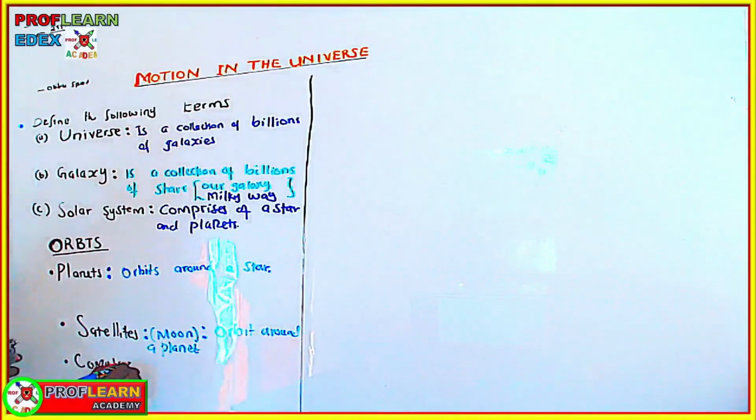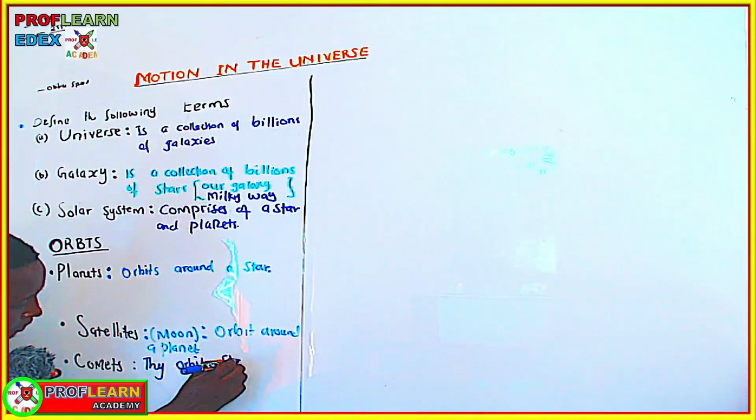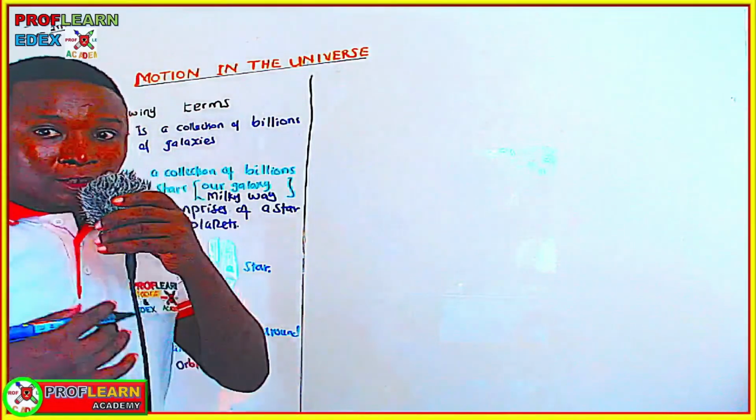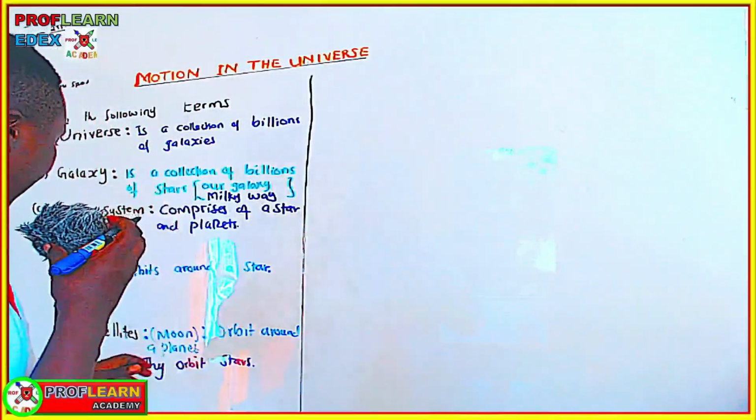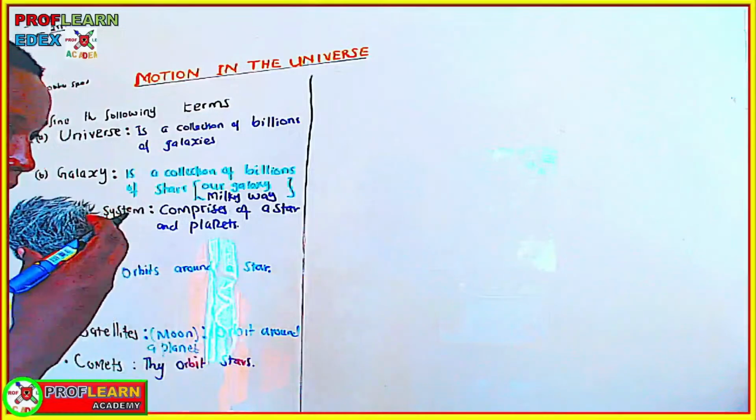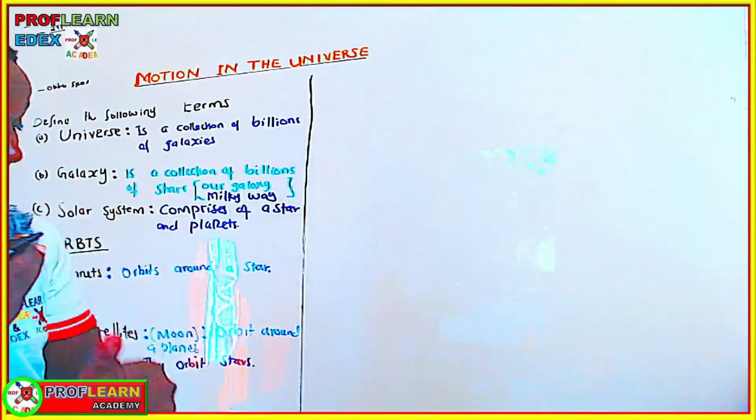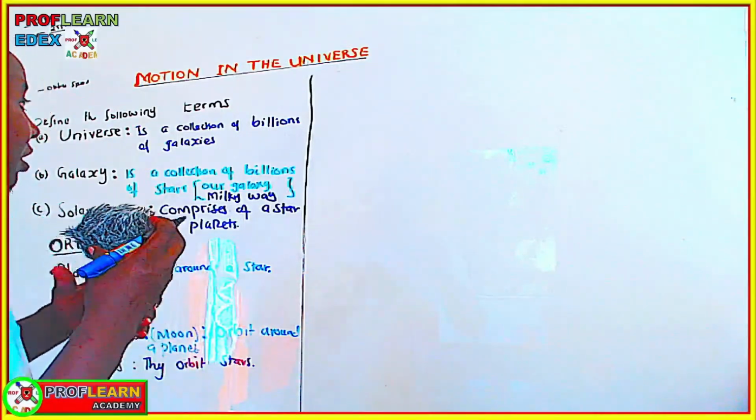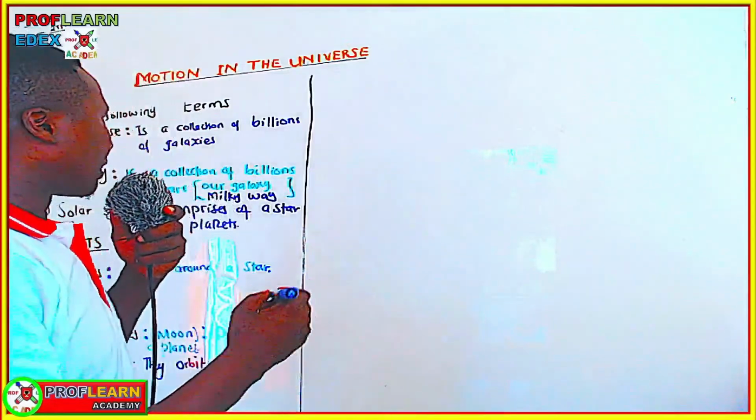And comets orbit stars. A comet orbits a star. So you may be asked to give differences between the orbit of a moon, that's a satellite, the orbit of a comet, and the orbit of a planet.